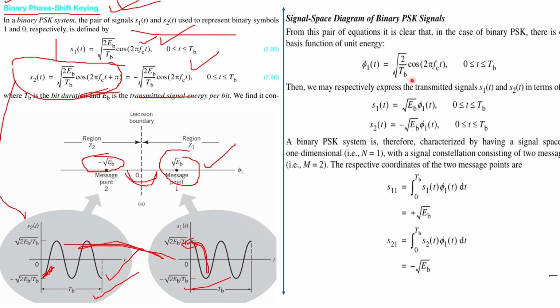Why are we writing it? So that it will be easy. So Eb is there, and the remaining part you can write as phi 1(t). So s2(t) also you can write, and then we will find s11 and s21. So integrate s1 into phi 1(t) dt, and you will get square root of Eb, and similarly for the other signal you will get minus square root of Eb. That is why we have already represented it like this in the signal space diagram.